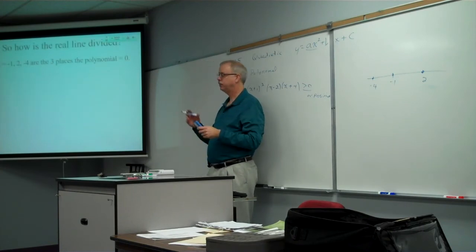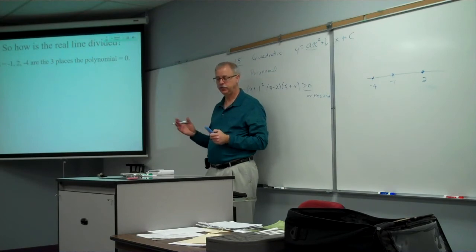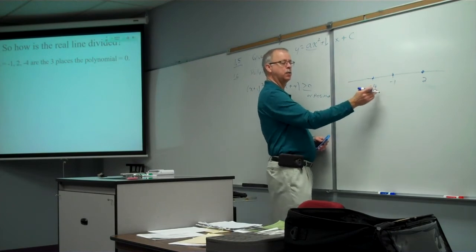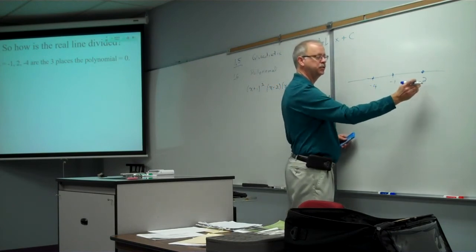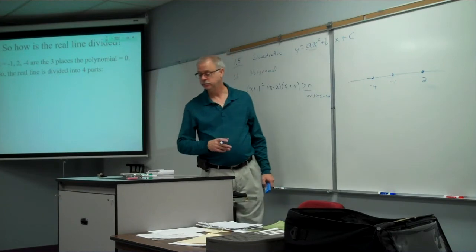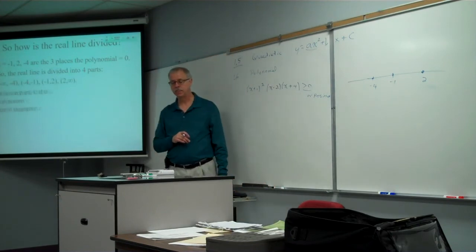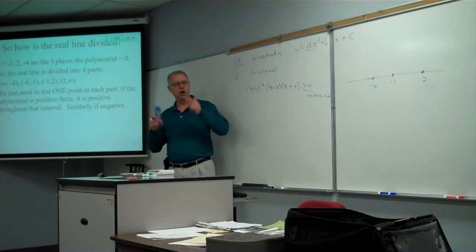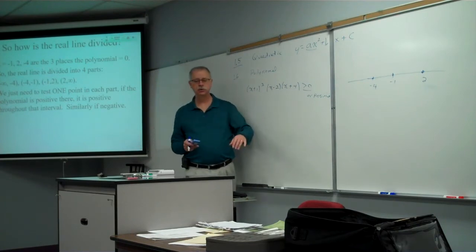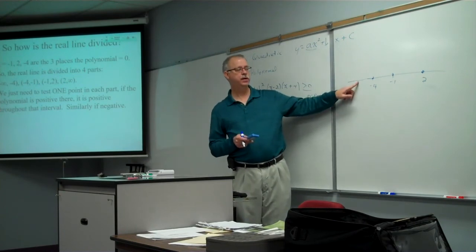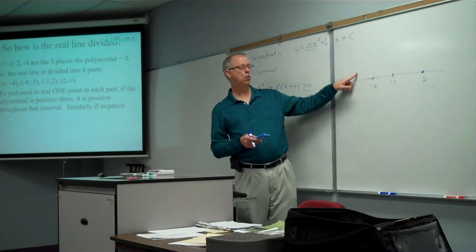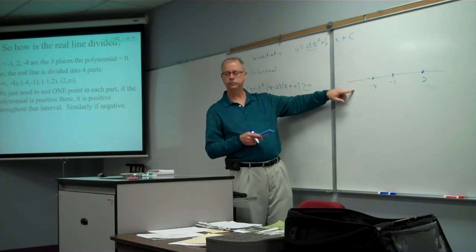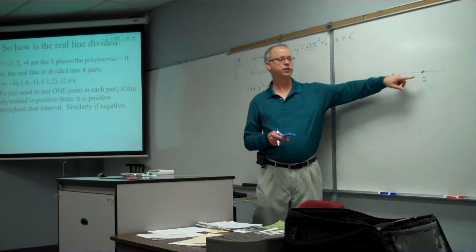So we know how the real line is divided into 4 intervals. Before -4, between -4 and -1, between -1 and 2, and on past 2. And we just want to know, well, what's the sign on each of those 4 intervals? So we really just have to test any point in here. If it's positive at one point, it's positive throughout. If it's negative at one point, it's negative throughout. Similarly for each piece.